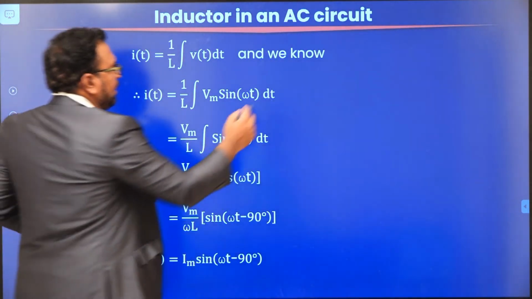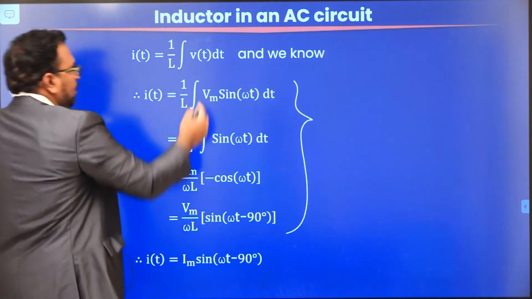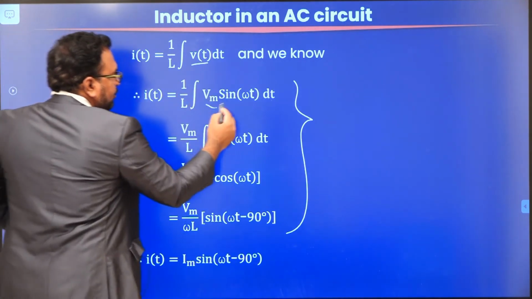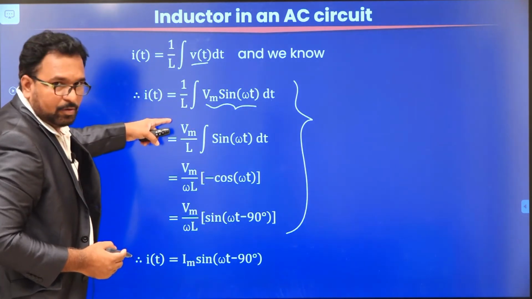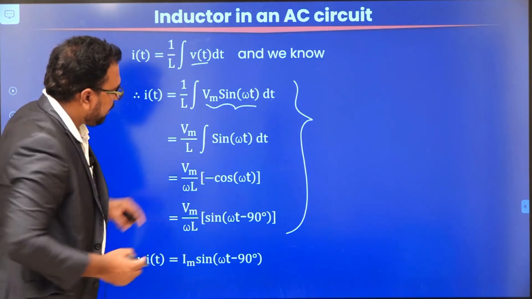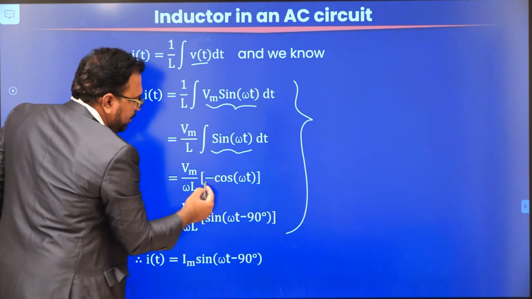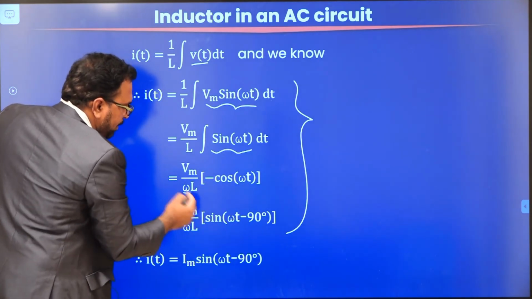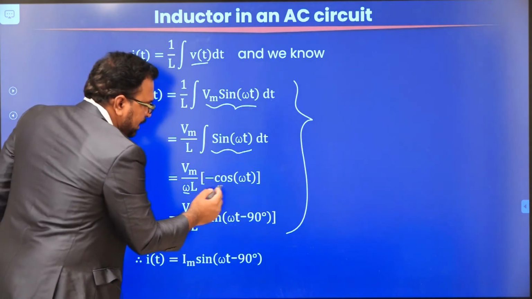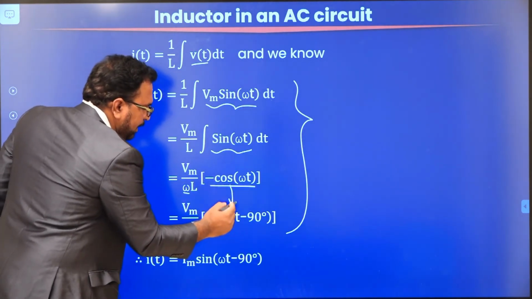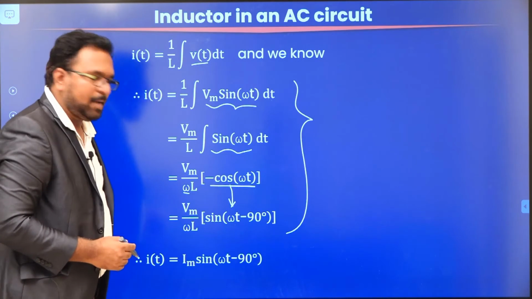So this is the mathematical derivation, just I explained to you. So in place of V of t I have substituted Vm sin omega t. Then I have taken the constant term Vm out of the integral. Finally I have integrated this sin omega t, which is nothing but minus cos omega t by omega. And I have rearranged the terms. This minus cos omega t I have written in terms of sin as sin (omega t minus 90 degrees).